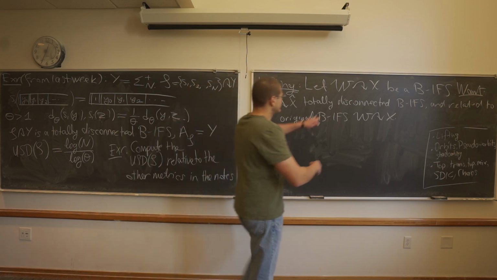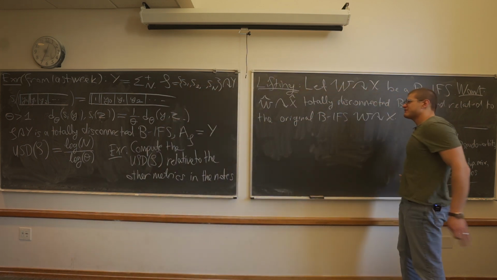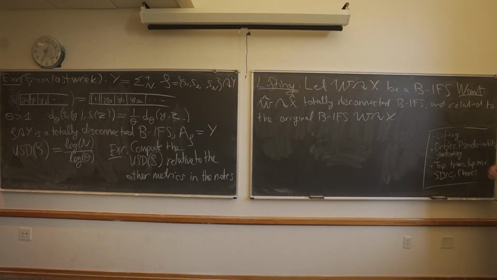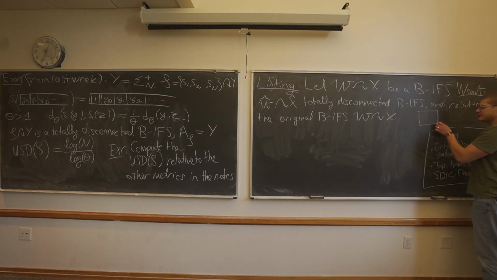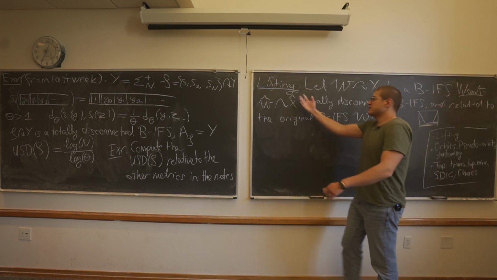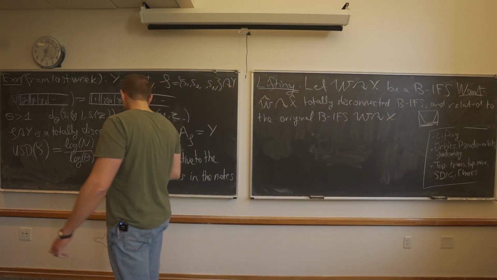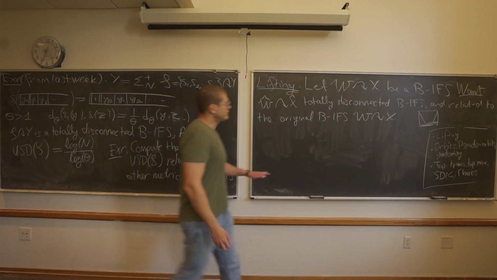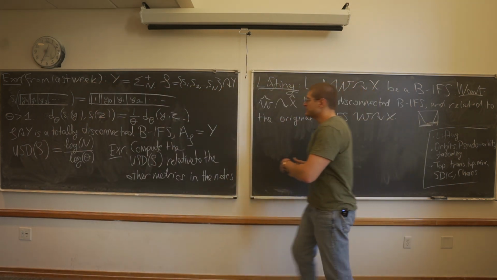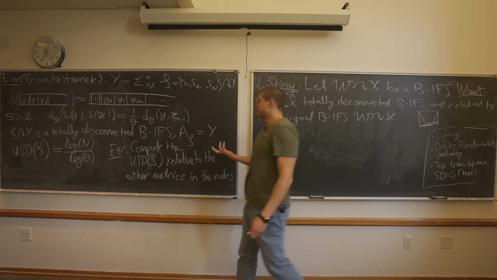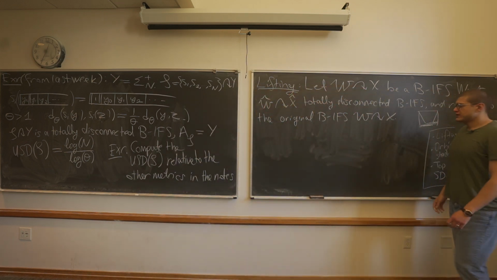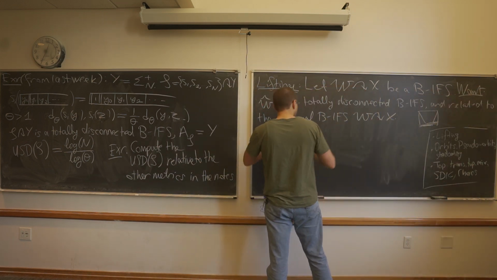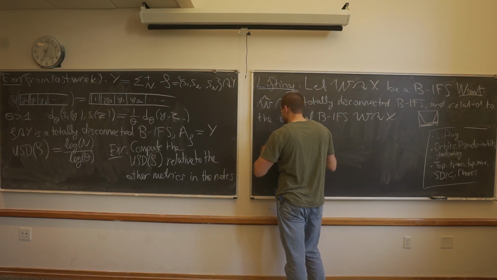So you should think of it like this, right? Here you have a B-IFS that is certainly not totally disconnected. Let's say you have this overlapping construction, something like this perhaps. You want to turn this into a totally disconnected B-IFS, but perhaps on a different space. So what you do is, basically, you take this B-IFS and you couple it with this B-IFS. And somehow that does the job. Okay? So everything I'm going to write here are going to be exercises.